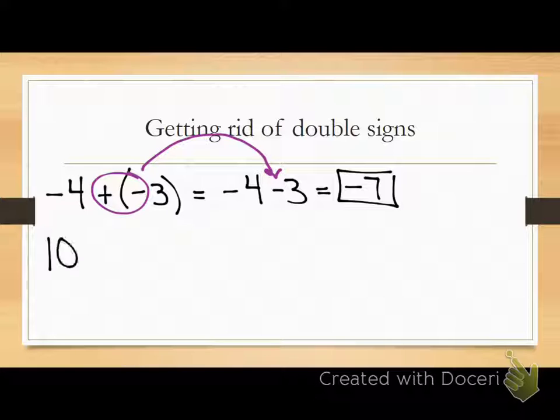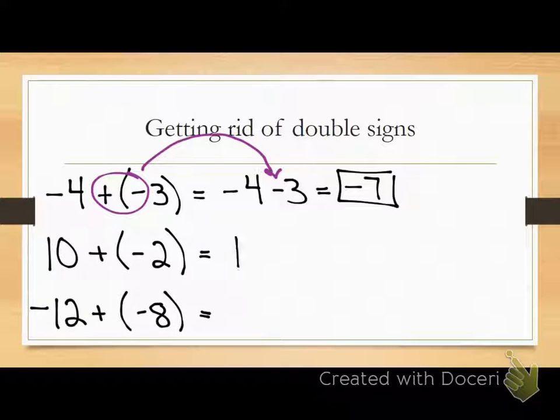Okay? 10 plus negative 2. I want you to try to rewrite this expression without the double sign, just like I just did, and then solve. Teriel, how did you rewrite it? 10 minus 2. Very good. 10 minus 2, which is?